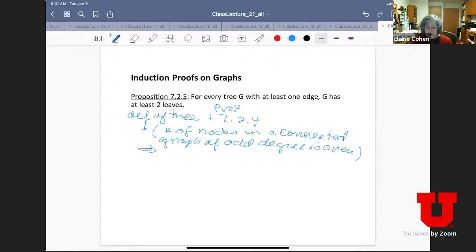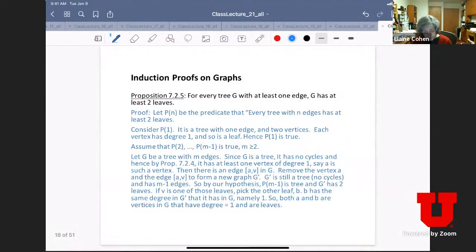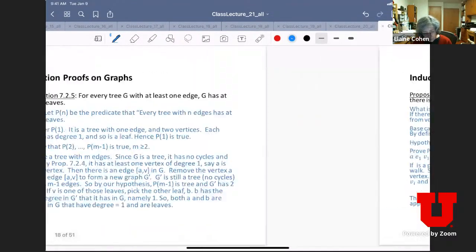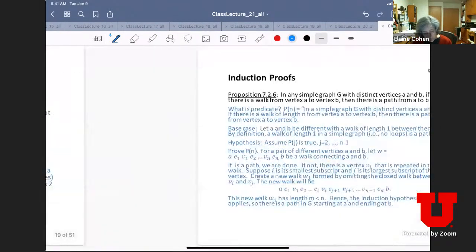This would not necessarily be an induction proof because you don't need to do that for this. You could, but you don't need to. Okay. Yeah, I guess I did do it by induction.